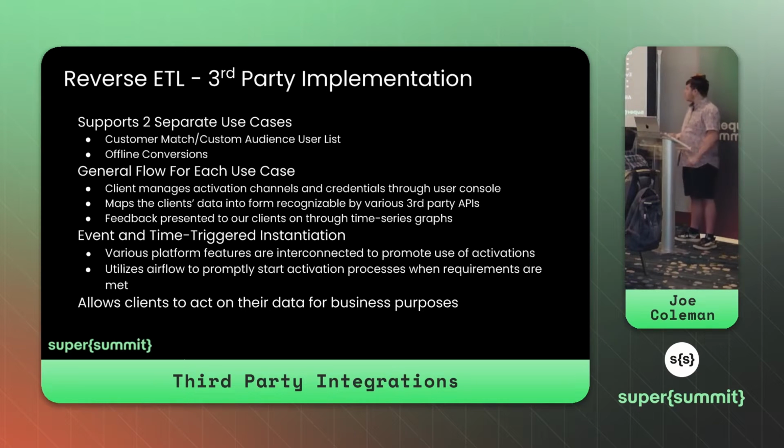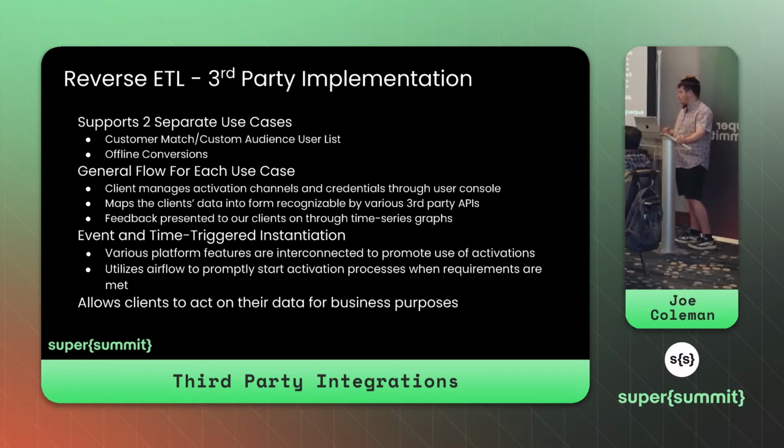So the general flow for each of our use cases, at least from our user console, is that the client can manage and activate activation channels and credentials through this user console. By managing, I mean they can select which user list segment, which list of hams or mates they want to send to which partners, such as Google or Facebook, and add their credentials and make sure they get sent to their specific account.